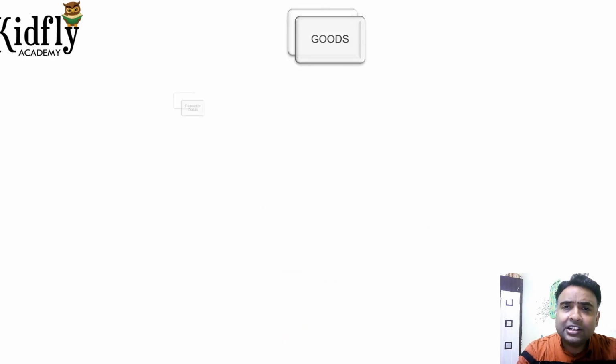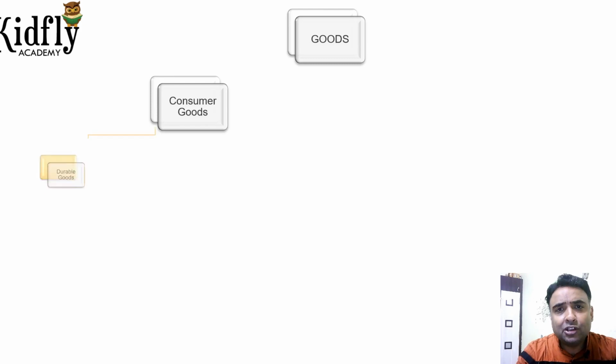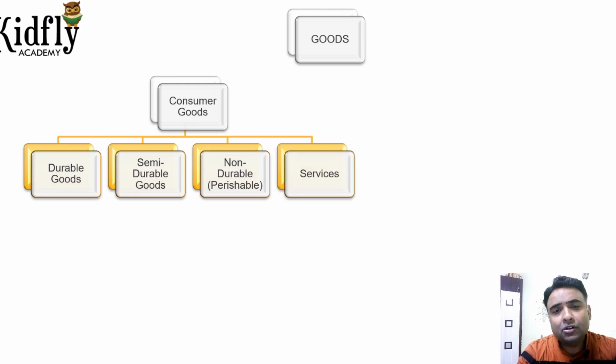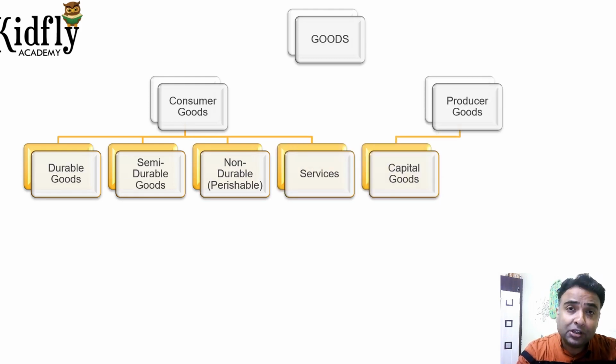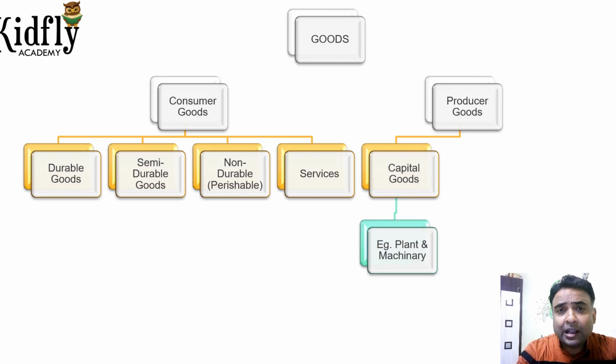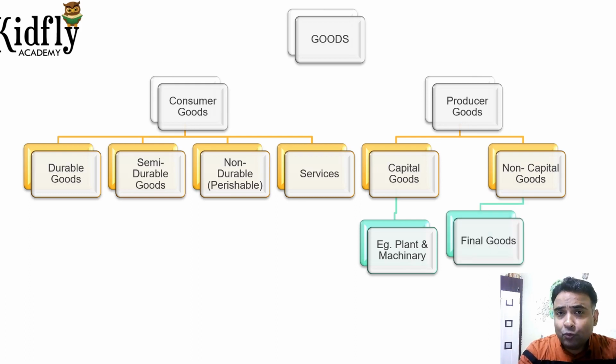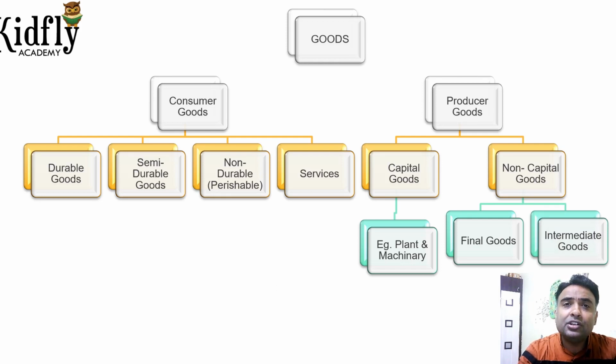To summarize all these things, we know goods have two categories. Consumer goods: in consumer goods, we have the durable goods, semi-durable goods, non-durable goods, and the services. On the other side, we have the producer goods. These are capital goods. In the capital goods, we have the plant and machinery. These are the fixed assets of high values utilized primarily in the process of production. Then we have non-capital goods. There we have two more categories: final goods and intermediate goods. The final goods are used for the end consumption. We have given the complete values into that, no further processing required. Intermediate goods are still not yet done with the production.